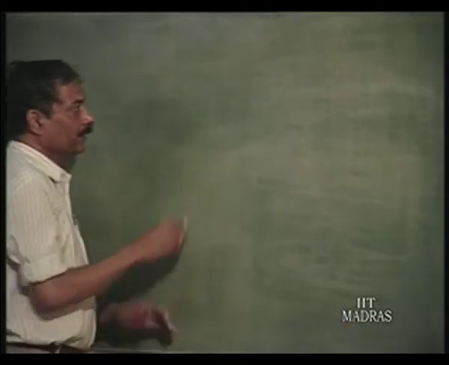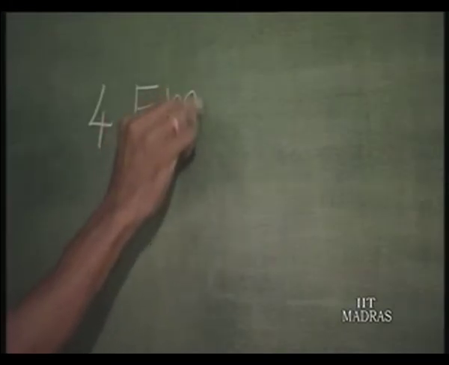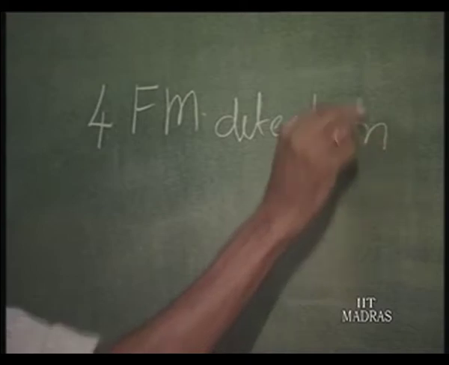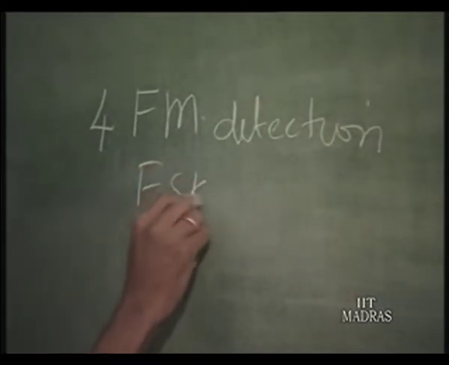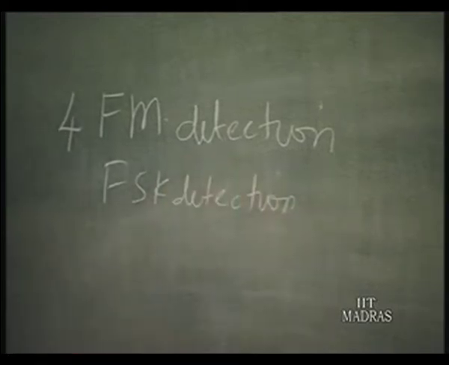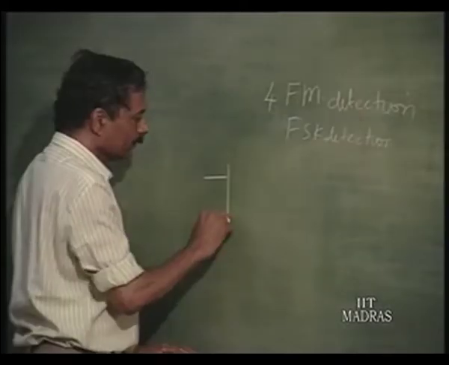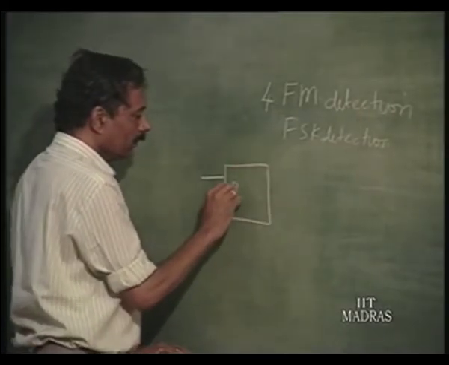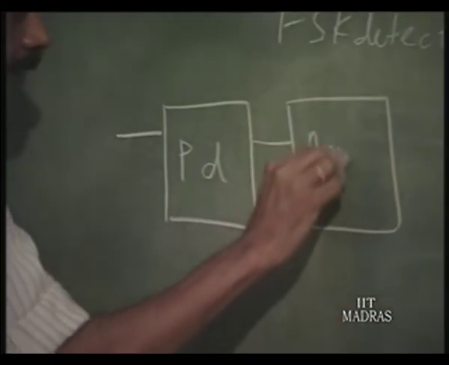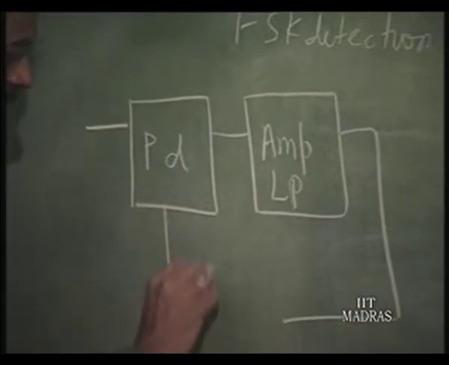Now, the next application is FM detection or FSK detection. This is one of the most important applications of the PLL. What is done here is, this is the phase detector, you have the amplifier plus low pass filter and then the VCO.